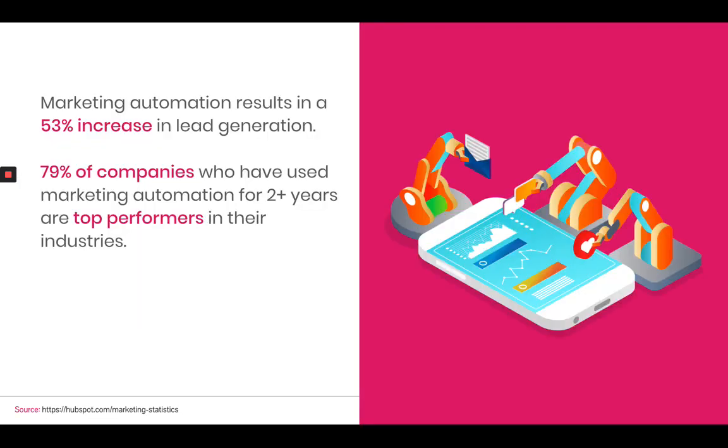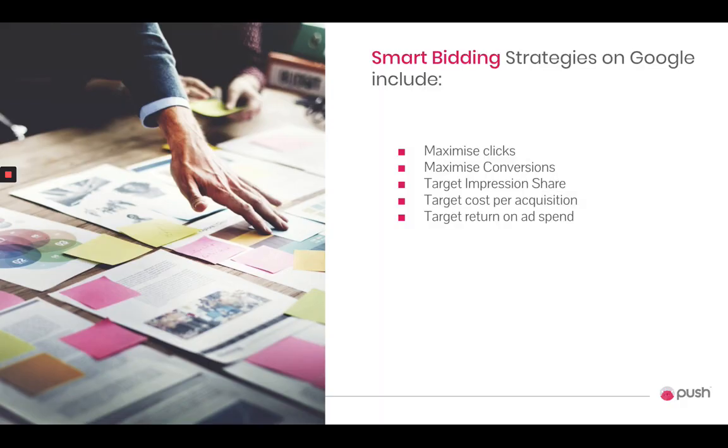Now, the future of marketing is really going to be about automation, and we've already seen that 79% of companies who've used marketing automation for 2+ years are the top performers in their industries. There's a number of different ways you can automate your marketing, so it's having automated email sequences, chatbots on your website, but there's a lot of automation you can do within Google Ads and Facebook to be efficient and to improve performance as well. And Google and Microsoft Ads have really ramped up their smart bidding strategies to completely take away the pain of bidding, because a lot of people find bidding quite difficult.